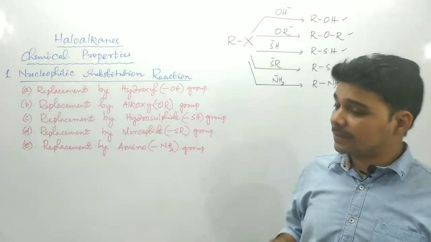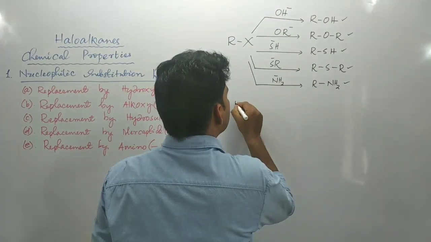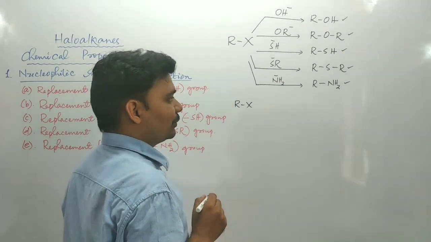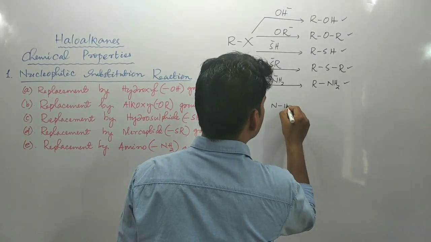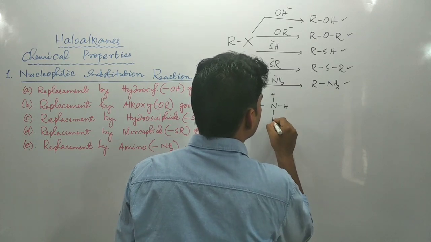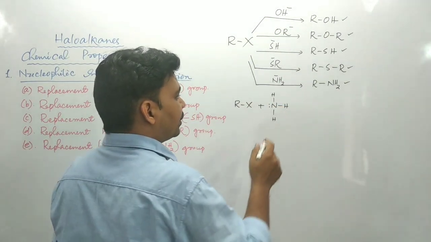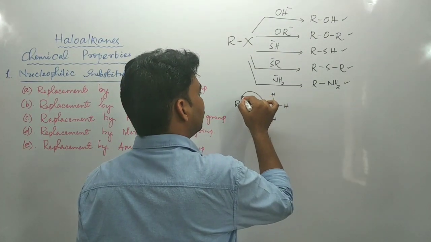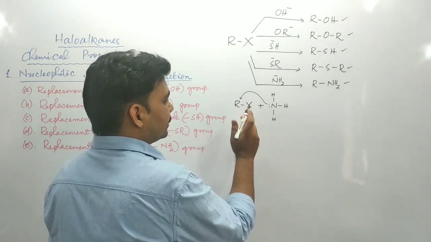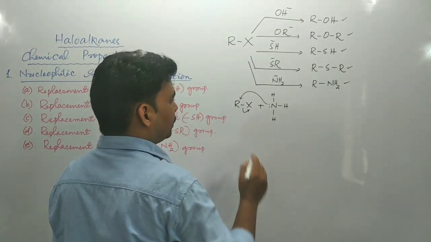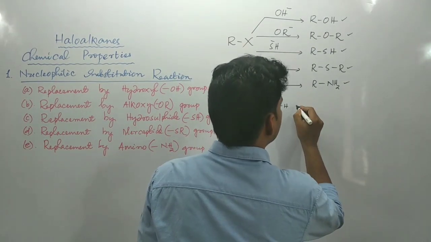Okay, so let us find the chemical reaction involved here. This is your alkyl halide molecule. Try to understand. When it is treated with alcoholic solution of ammonia, this ammonia molecule itself will act as the nucleophile. It will attack the carbon containing the halogen such that this bond will be broken and this halide ion will be removed out.